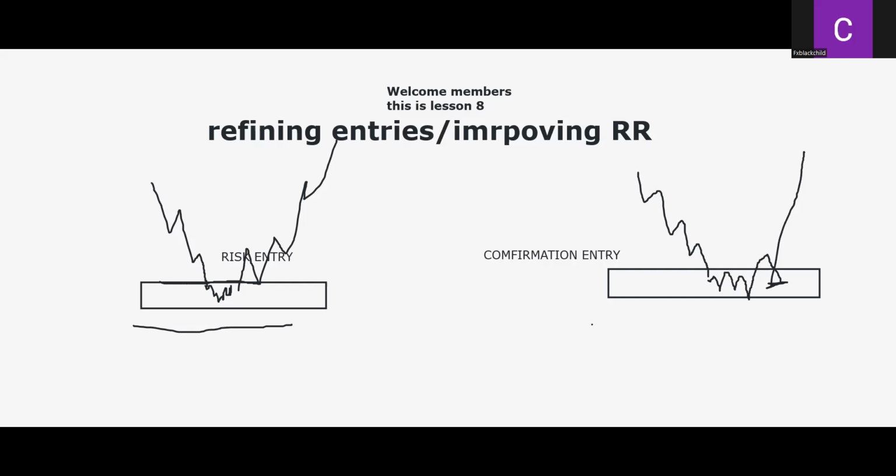So you need to be aware of everything. You need to be aware of the pros and cons of risk entries and confirmation entries, which one is very good and which one is very bad. This one is good, but there are pros and cons, and this one also has pros and cons, but we're going to look into them in detail.